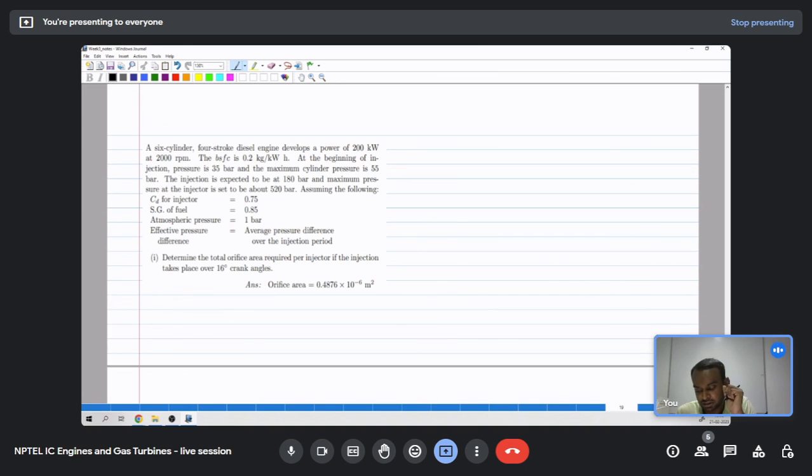Assuming the following conditions: CD for injector, specific gravity of fuel, atmospheric pressure, and effective pressure difference equal to the average pressure difference over the injection period. Determine the total orifice area required per injector if the injection takes place over 16 crank angles.